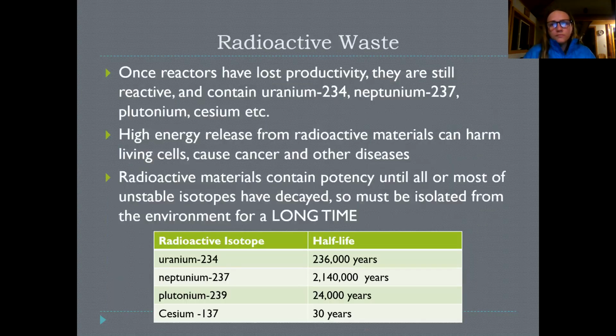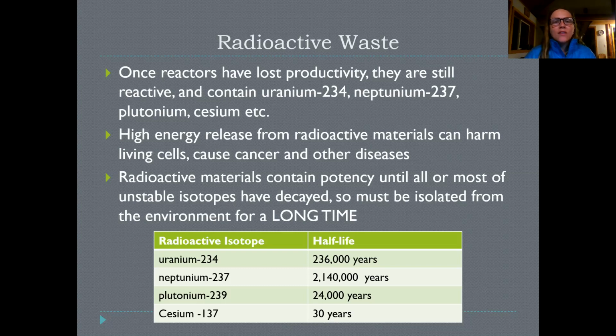Okay, so as I already mentioned, once these reactors have lost productivity, they're still radioactive. Usually they contain not anymore uranium-235, but instead uranium-234. So they've kind of decayed to that stage. Also neptunium-237, plutonium, cesium, and other forms of radioactive materials. This kind of high energy that continues to be released from these radioactive materials can harm our living cells, cause cancer. We already mentioned this.